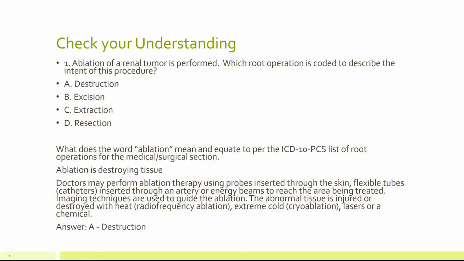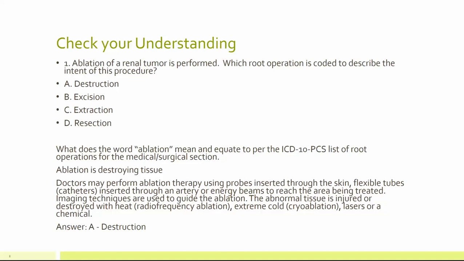The first one, the exercise statement states, ablation of a renal tumor is performed. Which root operation is coded to describe the intent of this procedure? You have 4 options given to you in the textbook. You have destruction, excision, extraction, and resection. In order to make your selection from those 4 possibilities, you do have to understand what they mean by the word ablation.